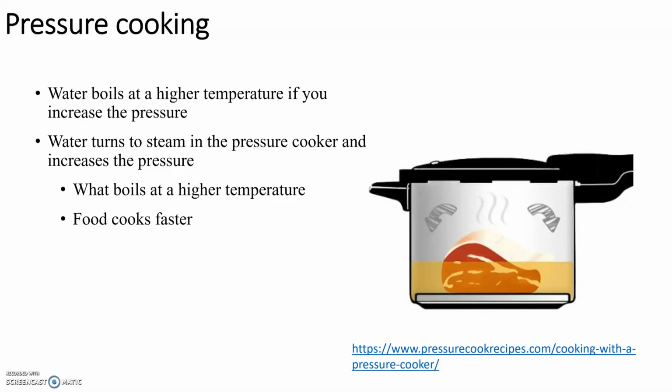As you increase your pressure, the temperature at which your water boils increases. So the temperature of that water in the pressure cooker is much higher than the temperature that you can get water at if you're just boiling it on a stove. And as a result, a pressure cooker cooks your food a lot faster than if you were just putting it into boiling water on a stove.